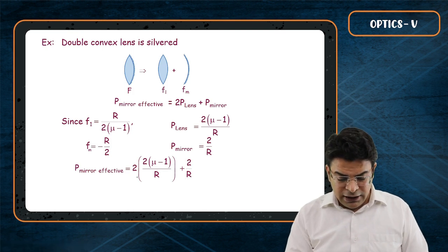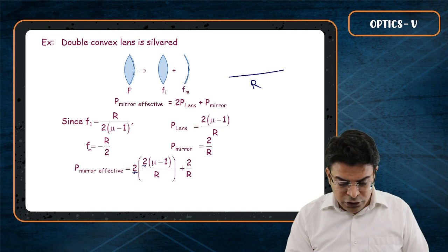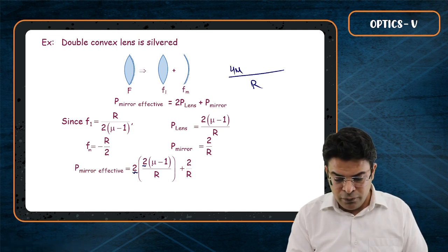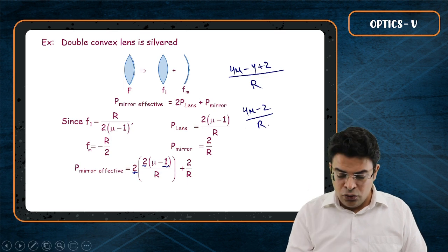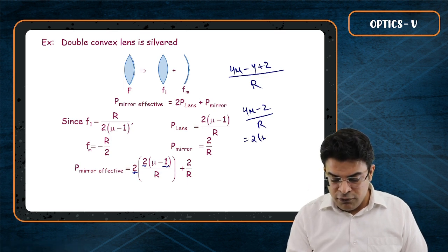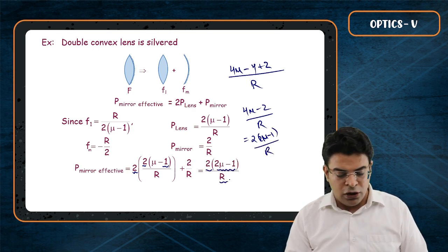Now here you can see that I can take r common in the denominator. Here I have got 2 into 2, 4. So this becomes 4 mu minus 4 plus 2. That gives me 4 mu minus 2 upon r. I can take the 2 common. That becomes 2 times of 2 mu minus 1 upon r. So that is the same as 2 times of 2 mu minus 1 upon r.